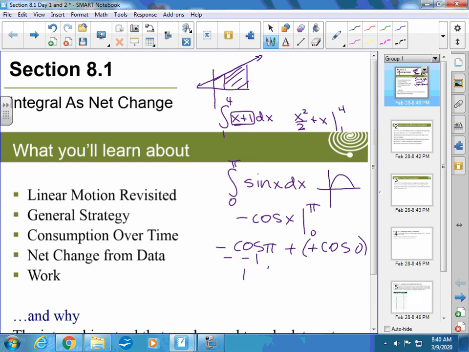These two give me a plus. Cosine of 0, what's that? 1. 1 plus 1 is 2. So we found the area of a curved section. But before we did that, didn't we even break it into rectangles? We did the left rectangles, the right rectangles, all of those different things. Whatever the case, an integral every time represented the area under a curve.